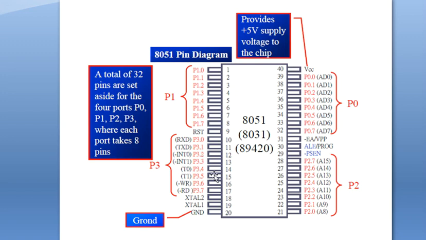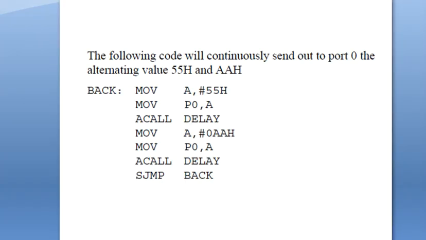All these 4 ports will be used as a default output port, but if you want to use them as an input port, you need to send a 1 value to that particular port. Here, A is loaded with 55H. 55H means 0101 and 0101, that is 0101 0101. This 01010101 value we are going to send to port 0.